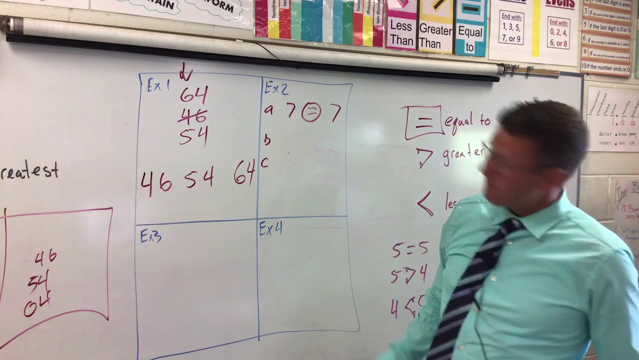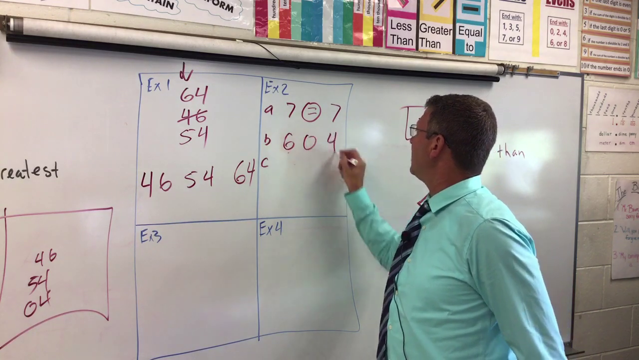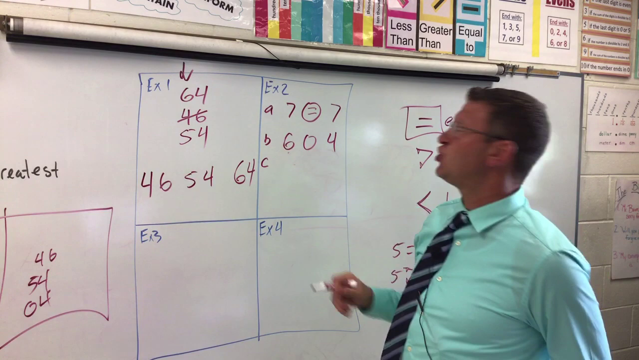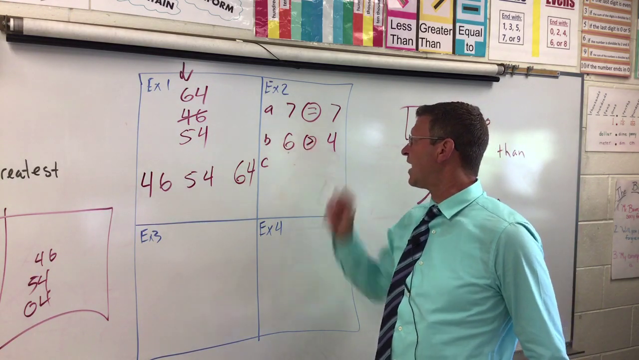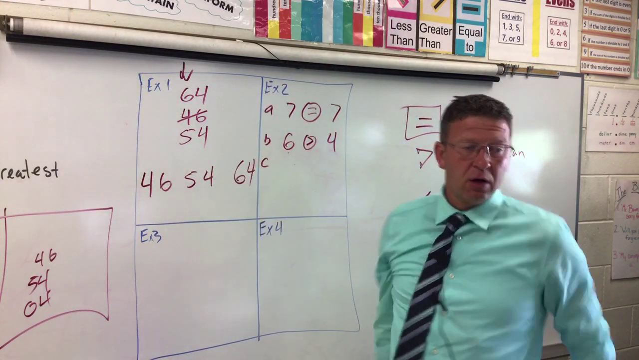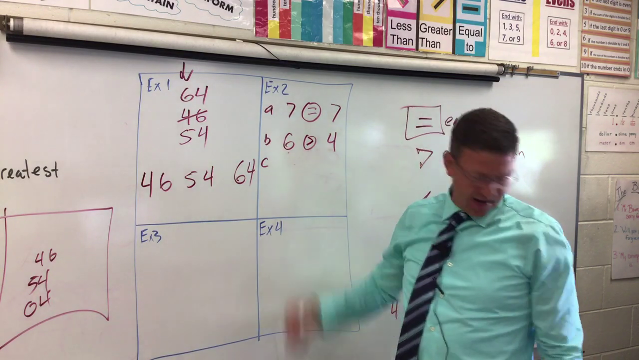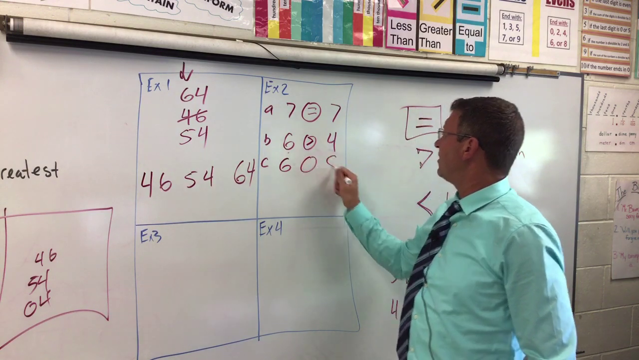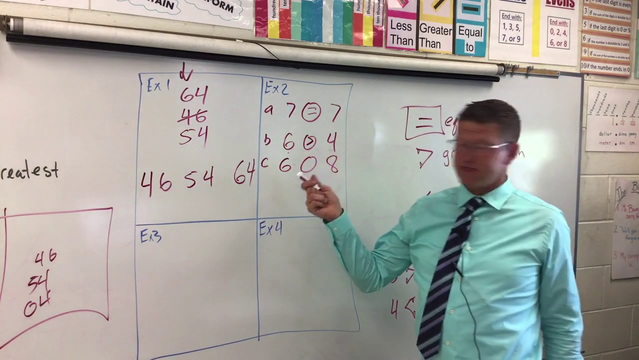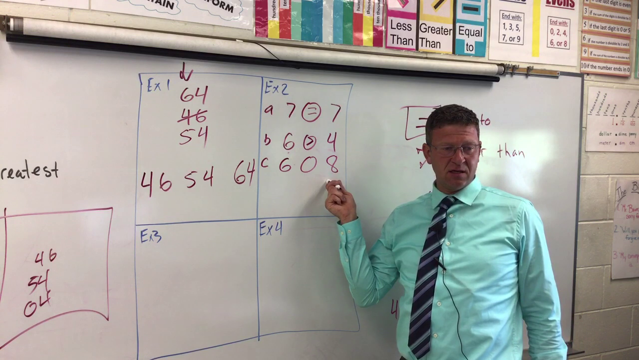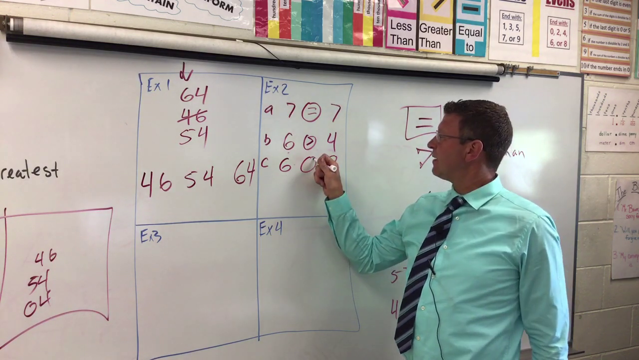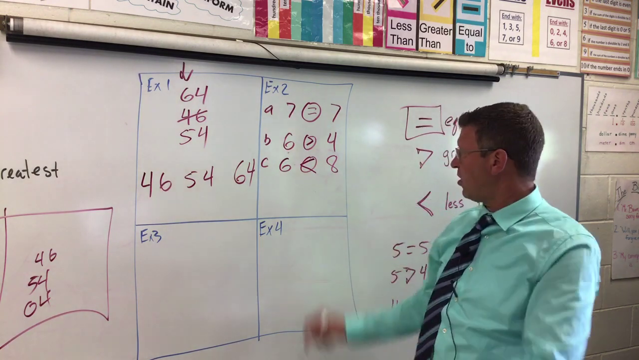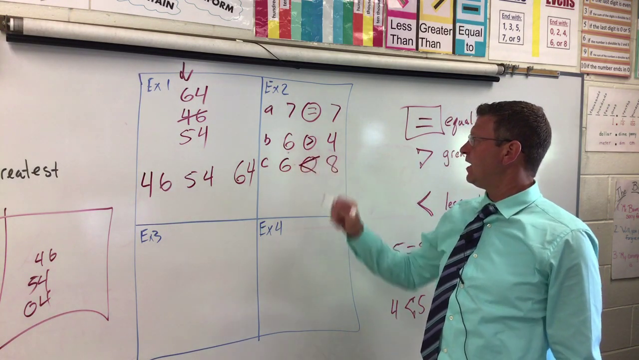Look at B. B says 6 compared to 4. 6 is, and you should say greater, and make sure your sign has the mouth hot, ready to eat the 6. And then C is 6 again, but this time it's compared to 8. You read it like this: 6 compared to 8. 6 is less than. Point to the smaller number, eat the bigger number. Point to the smaller number, that's my little point, and eat the bigger number.